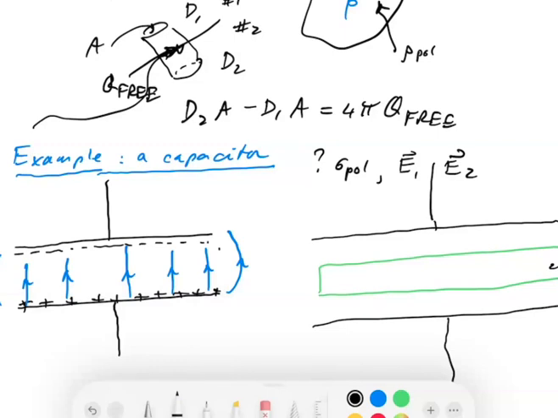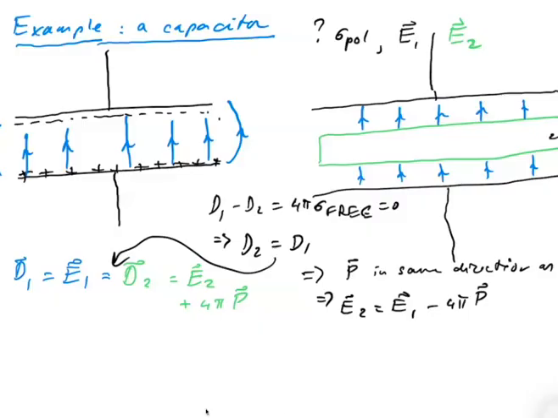So that E2 will be in green. And then sigma polarization, E and E1. Yes, I want to let you think about this for a minute. All right, let's go over this.